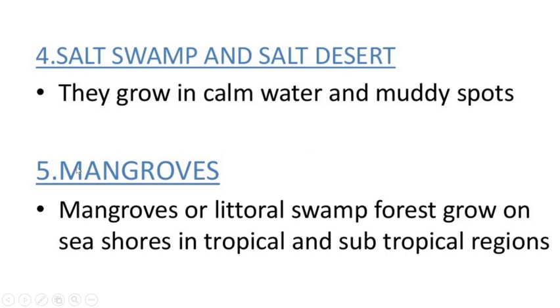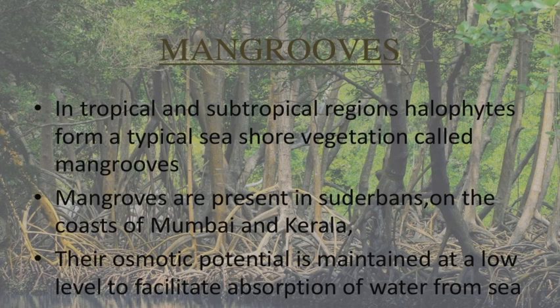And the fifth one is the mangroves. Mangroves or littoral swamp forests grow on the seashore in tropical and subtropical areas. That means there are a total of 5 types of halophytic plants.